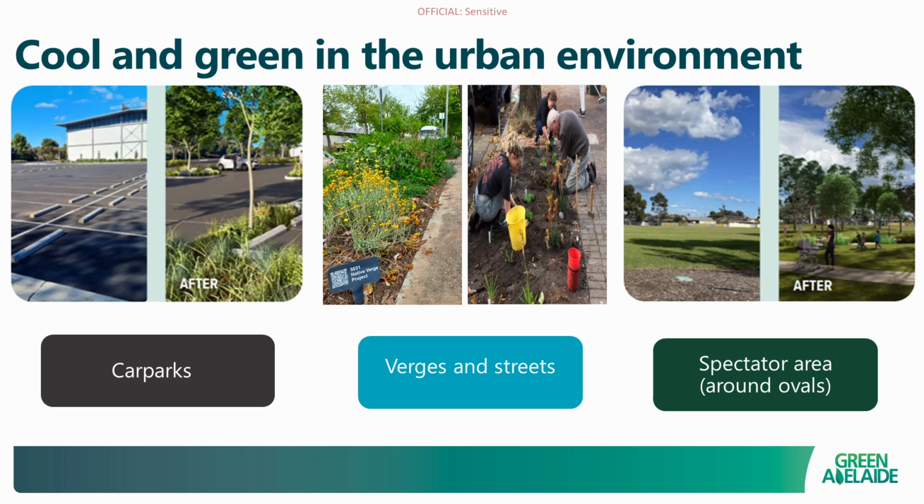The middle two photos are from community verge gardens, where the one on the left is from Mile End, the one on the right is from Kent Town. So those residents got together and obviously improved the curbside and the vegetation that grows there. And the final example on the right, the area around ovals. So obviously people watching, for example, cricket in summer, having a nice tree canopy cover, providing that shade can obviously help to cool and green that environment.